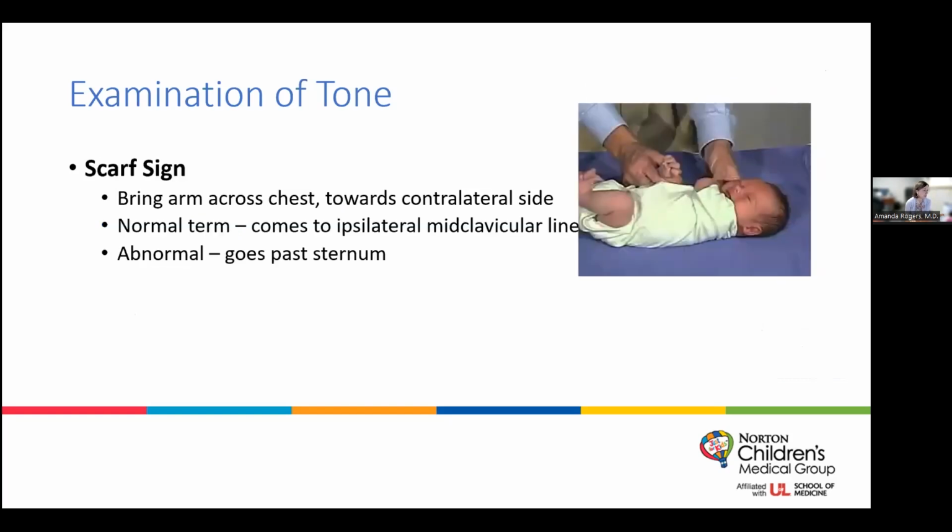A few exam maneuvers can be helpful to examine tone. One is called the scarf sign. This is where, as the examiner in the picture is doing, you bring the upper extremity across the chest toward the contralateral side. In a patient with normal tone, a normal term baby, you can really only get that arm to about the ipsilateral mid-clavicular line, whereas in a hypotonic infant, it'll come all the way across and wrap around like a scarf and go past the sternum.